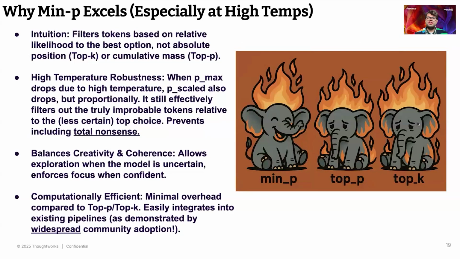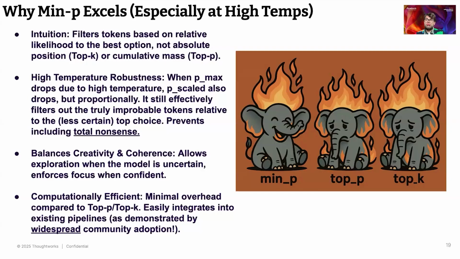It's such a simple change that makes models work when things get hot. And the key is that min-p filters based on the relative likelihood. A token needs to be at least 10% as likely as the best option to ever be considered. Even if the top token's probability drops significantly, our threshold P scaled drops with it. So we still prune away the garbage tokens that are unlikely relative to the now less certain top choice. And this prevents the incoherence plague we see with top-p at high temperature. It naturally balances exploration and exploitation based on context.